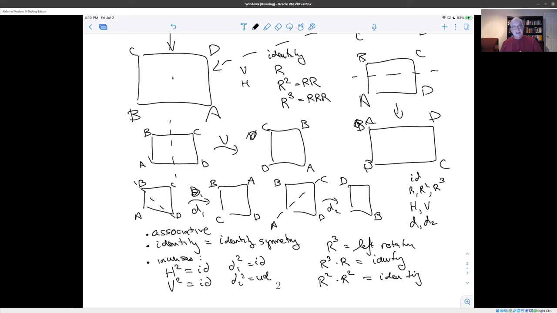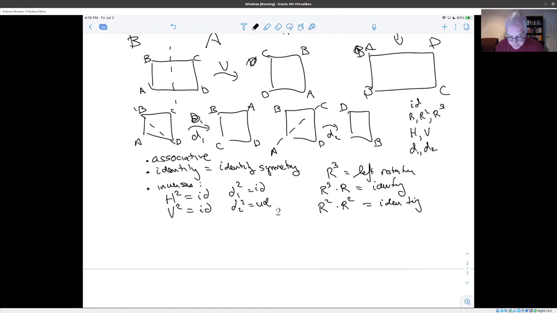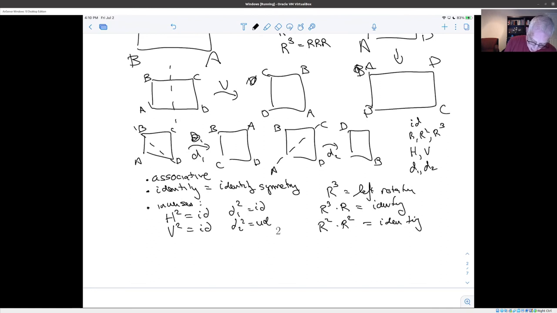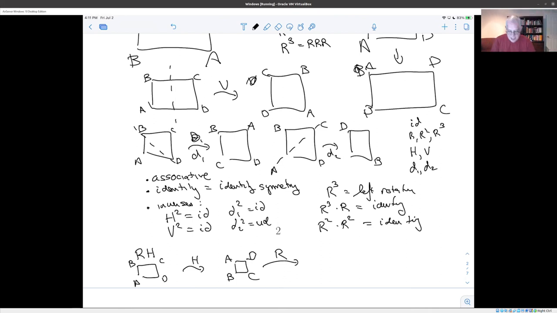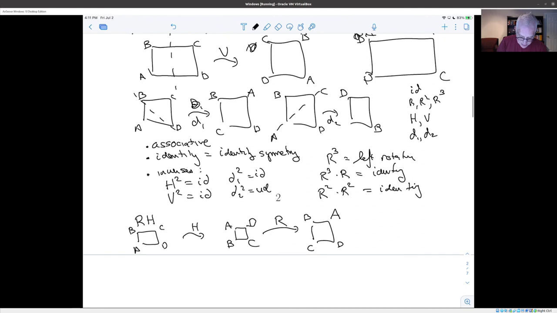One thing you might wonder about is, is this an abelian group? And in fact, it's not, just like the symmetries of the triangle weren't abelian. If you work out the multiplication table, let's just try an example. So suppose we do RH. Well, that means first do the horizontal flip, and then do the rotation to the right. That's going to take us to D, C, B, A.